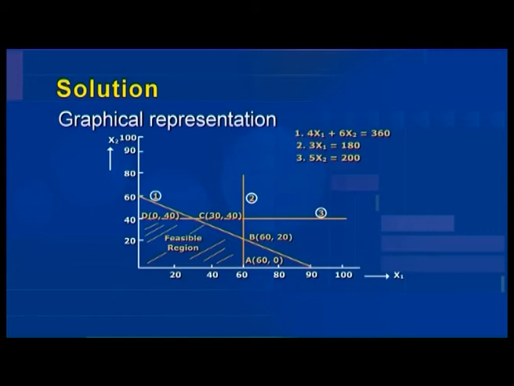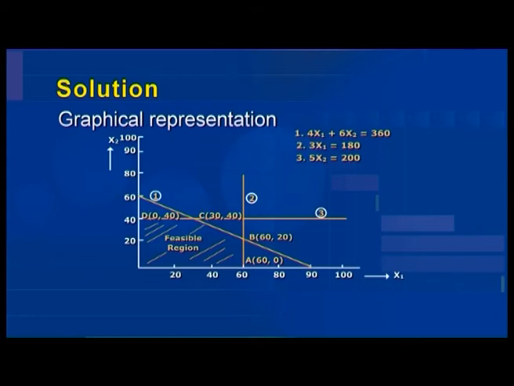But the question is, where are the points satisfying 4x1 plus 6x2 less than or equal to 360. Any point above the constraint line violates the inequality condition, but any point below the line does not violate the constraint. Thus, the inequality and non-negative condition can only be satisfied by the shaded area, that is the feasible region.